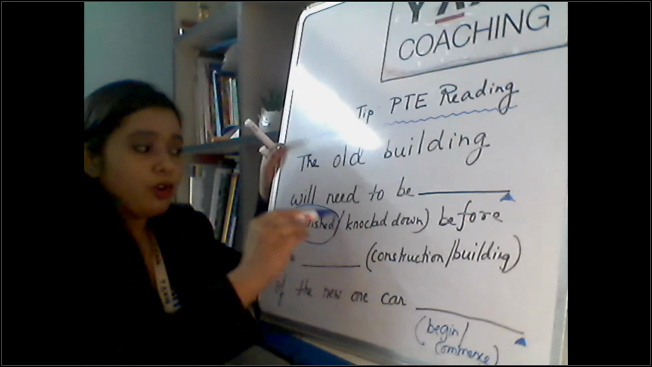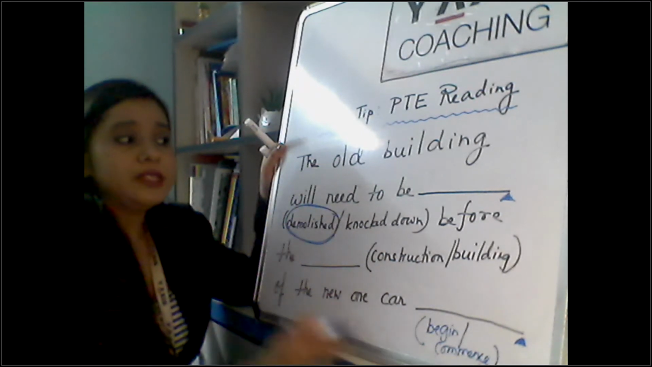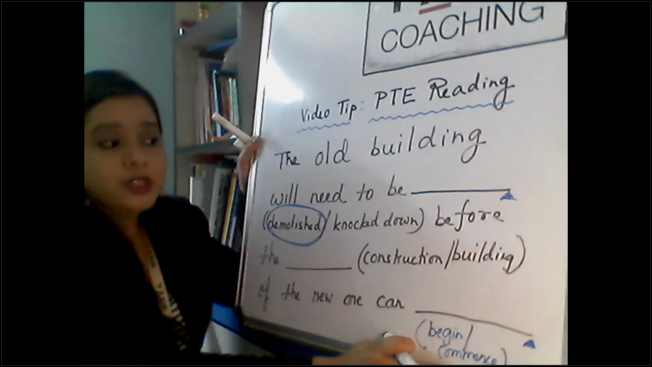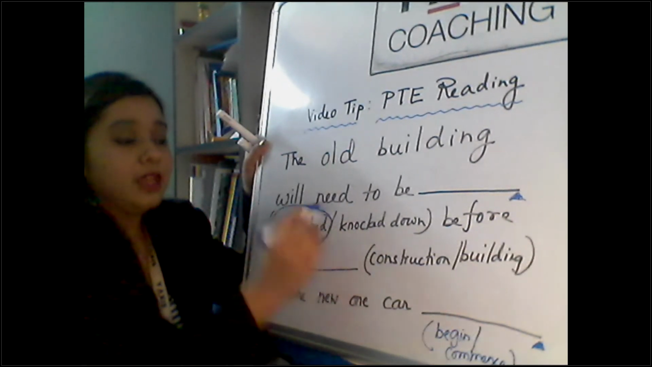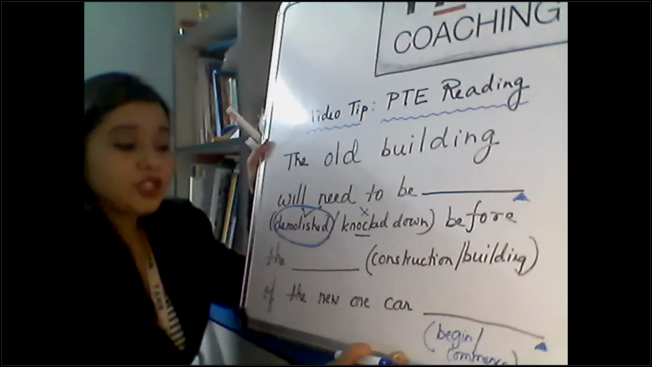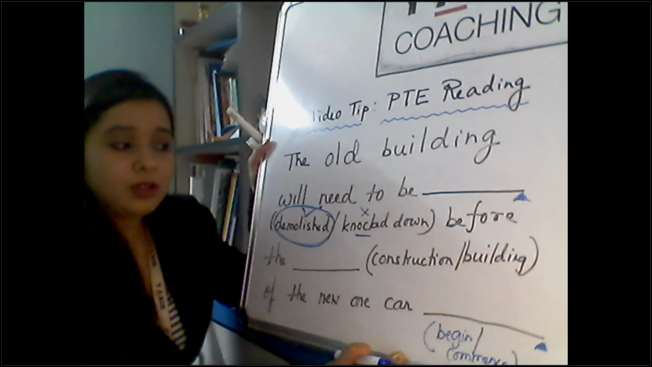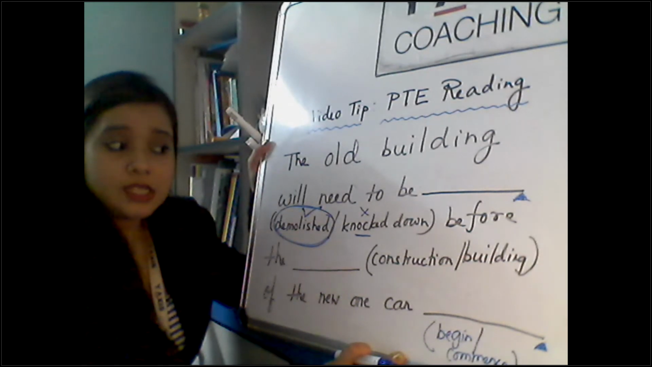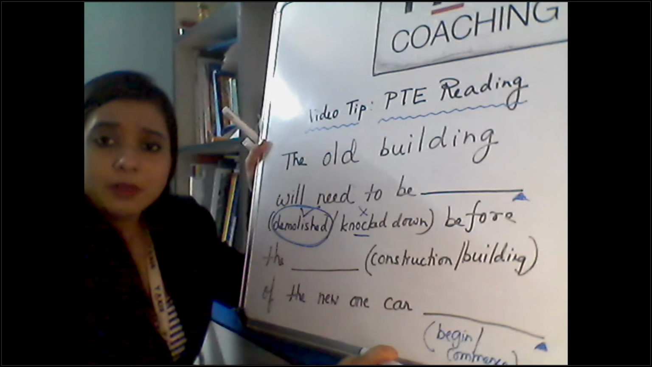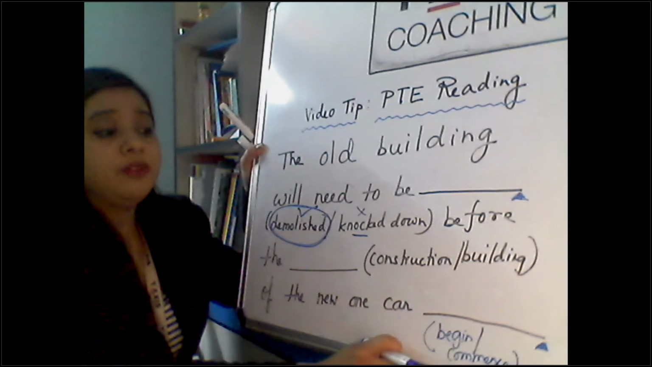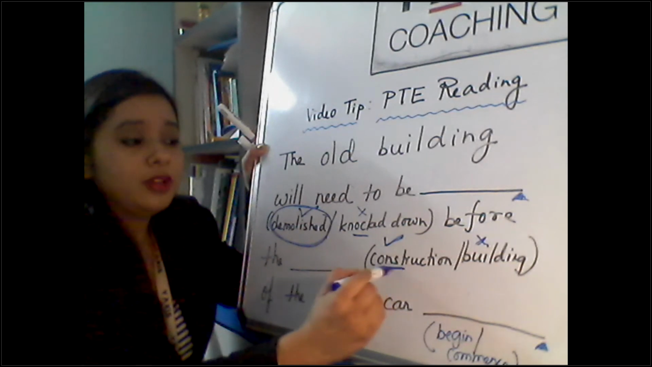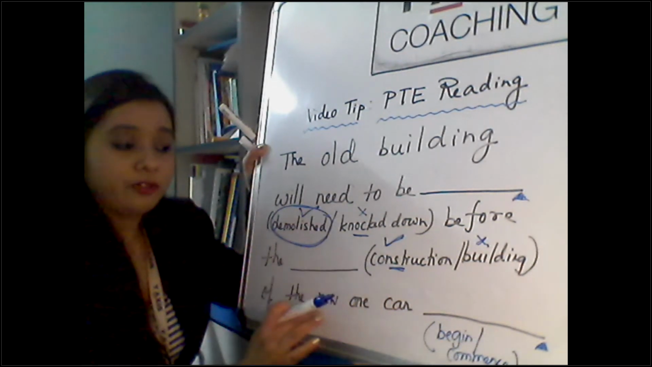If you really see, demolished is more formal than knocked down. Okay, so the old building will need to be demolished. The word demolished is a more formal word than knocked down. So my correct answer should be demolished in this case and not knocked down, though essentially they mean the same. Okay, next, before the dash of the new one can dash. I have two words for that, construction versus building. So again compare. These two words again are synonymous to each other. But which word is more formal? I would say before the construction, the word construction is more formal as compared to building. So I have to choose the formal vocabulary construction. Before the construction of the new one can.